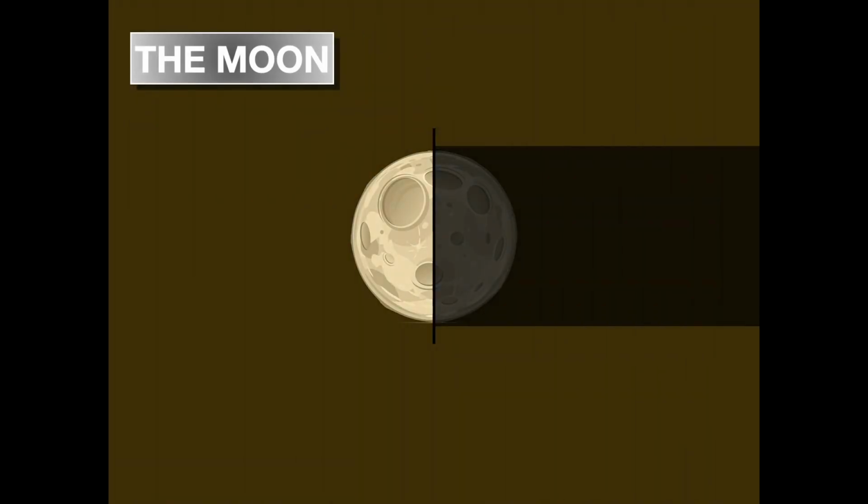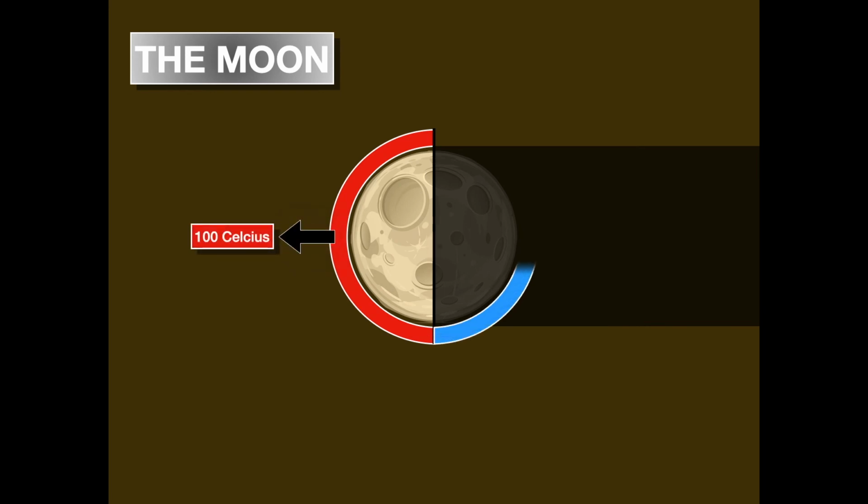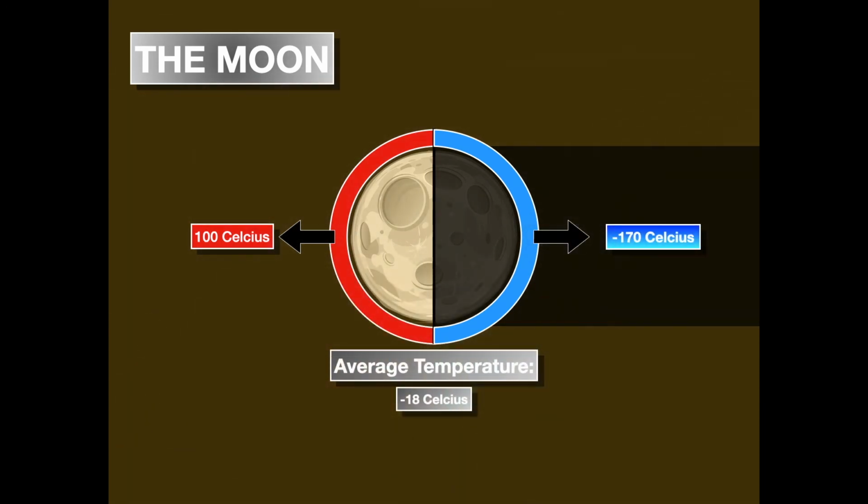Now, if we compare that to the moon, which does not have an atmosphere, the moon over the course of one day is going to reach temperatures of upwards of 100 degrees Celsius. And then it's going to, on the dark side of the moon, reach temperatures of negative 170 degrees Celsius. The average temperature on the moon is negative 18 degrees Celsius, and this is because it's lacking that atmosphere.